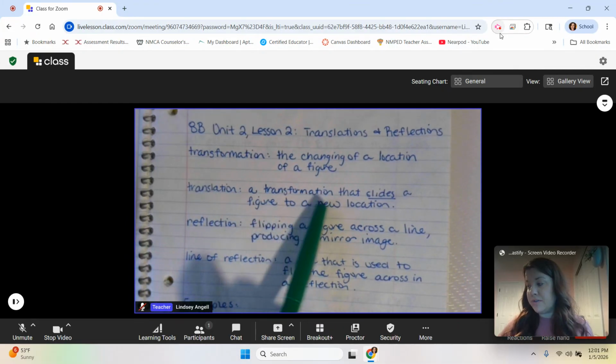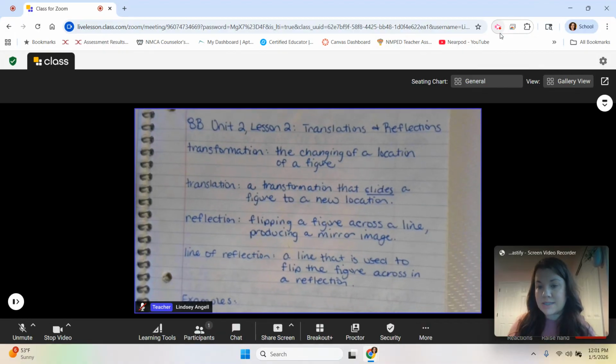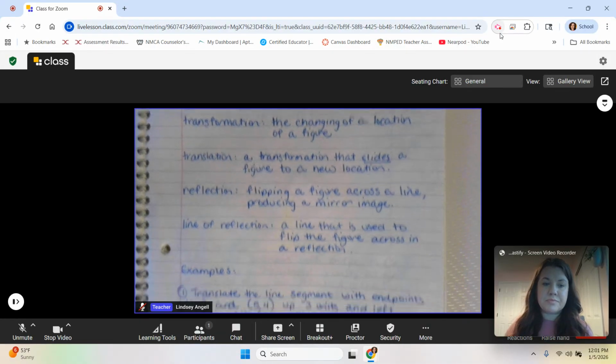A translation is a transformation that slides a figure to a new location. So it's like it's in one spot and then it just goes boop to a new spot. Okay? A reflection is a flipping of a figure across a line, producing a mirror image. So like if it's facing this way, now it's going to face this way. Okay? A line of reflection is a line that is used to flip the figure across in a reflection. All right, we'll talk more about that when we get to it.